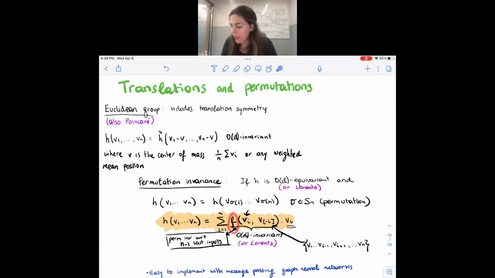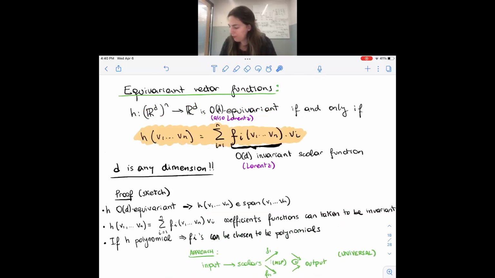So it's some form of message passing. It's a function of me and everyone else, and everyone else is taken as a set. This idea can be implemented with message passing because it has the same structure as message passing.